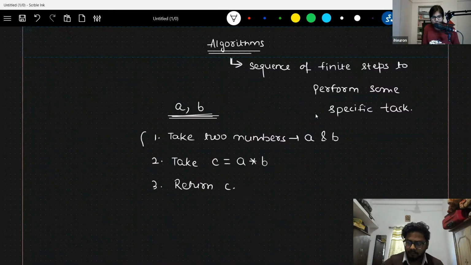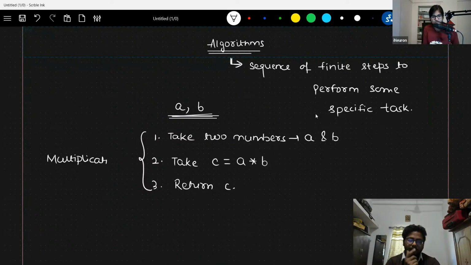Now, if you see, these are finite steps. Step number 1, taking two numbers. Step number 2, multiplication of those two numbers. Step number 3, returning that variable. So this is something which we call an algorithm. This is what we made as an algorithm. For what task are we performing here? For multiplying two numbers. Can I say that? Yes, you can. Very simple, right?